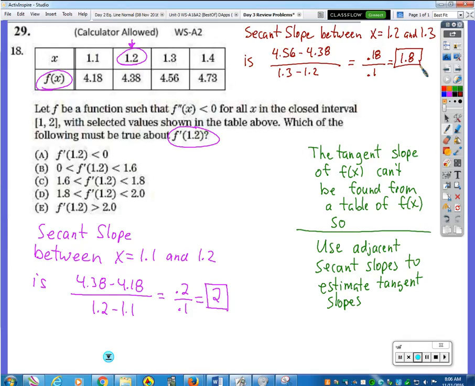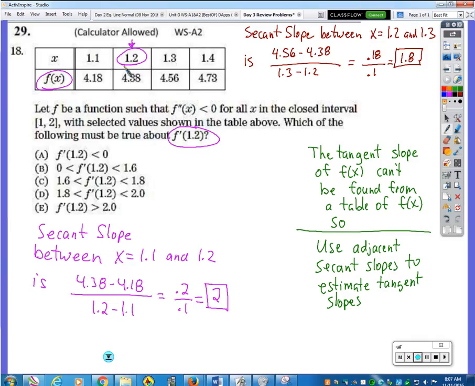So the flashcard helps remind me of that. So the tangent slope of f can't be found from the table of f. So I'm going to find adjacent secant slopes. So I'm trying to find the tangent slope at x equal 1.2. There's two secant slopes that are adjacent to that specific point. The secant to the left and the secant to the right. That's why I chose those.